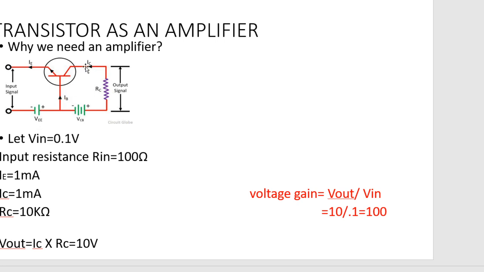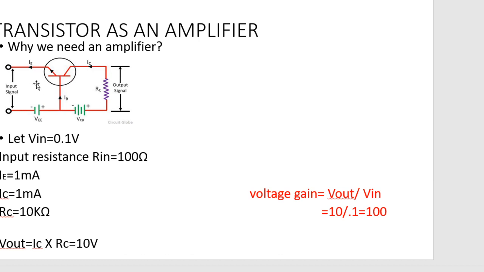Now at the collector, a high value resistance RC is connected. This is acting as the load resistor, and across these two terminals the output signal is obtained. So we are applying a sine wave input here, and the output signal is obtained from these two points. The amplifying action of the transistor can be explained with the help of simple mathematical analysis.